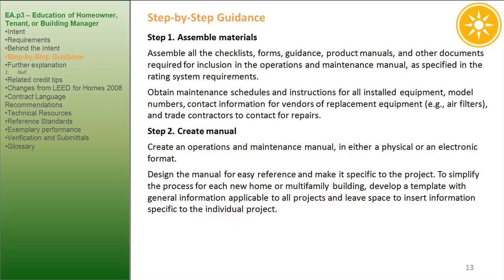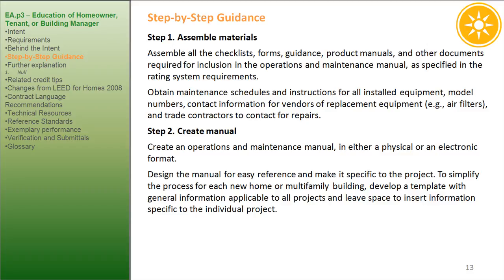Step-by-step guidance. Step 1. Assemble materials. Assemble all the checklists, forms, guidance, product manuals, and other documents required for inclusion in the operations and maintenance manual, as specified in the rating system requirements. Obtain maintenance schedules and instructions for all installed equipment, model numbers, contact information for vendors of replacement equipment, for example, air filters, and trade contractors to contact for repairs.